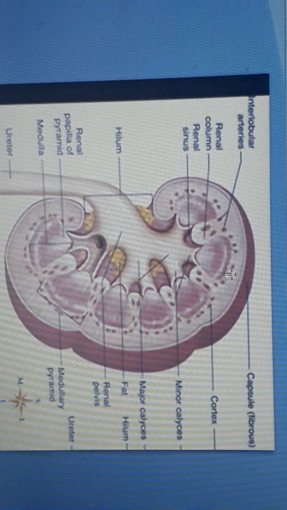Internally the kidney is divided into three regions. This is the outer cortex or renal cortex, the middle known as renal medulla, and the inner one is known as renal pelvis.